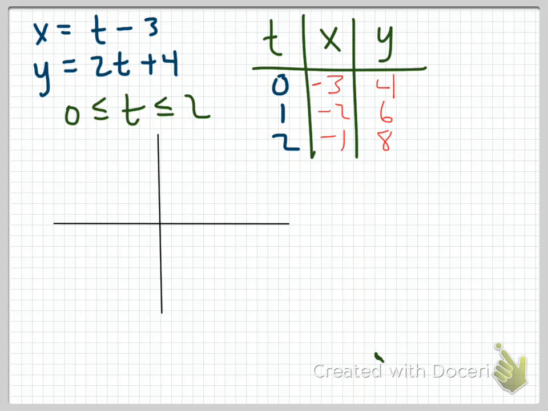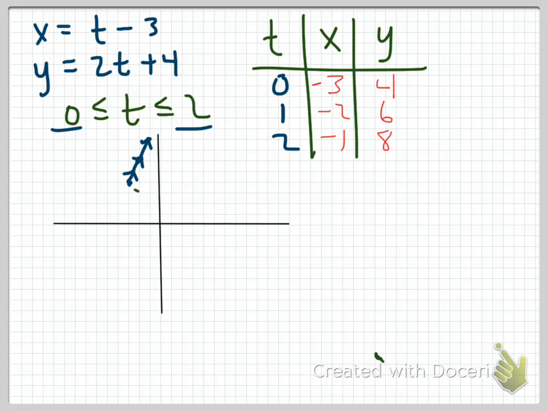-3, 4 is right up there somewhere. I'm not getting too particular about this. -2, 6 is right up there somewhere. It's hard to draw dots with this thing. -1, 8 is right up there. And since t only ranges from 0 to 2, we have to start where t was 0 and end where t is 2, so we can show direction.